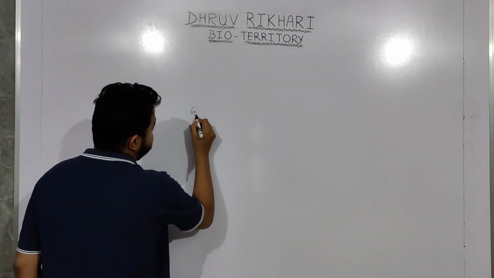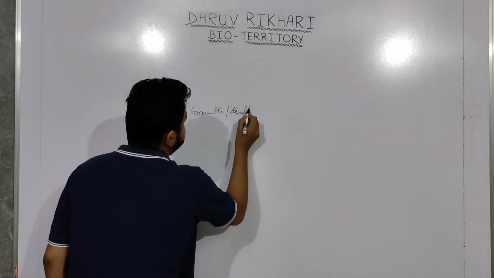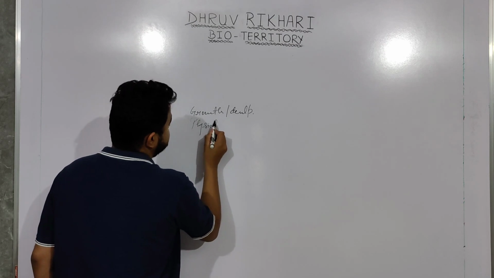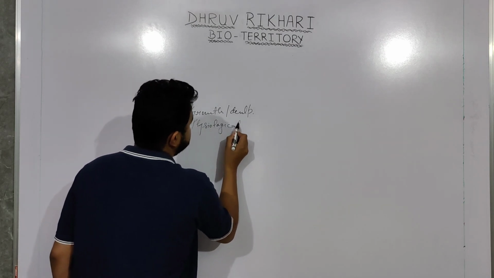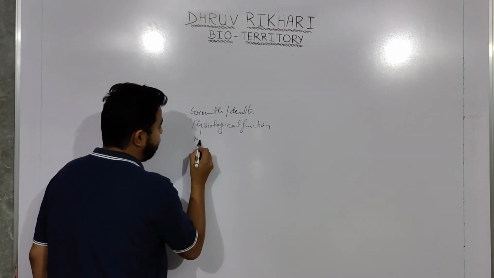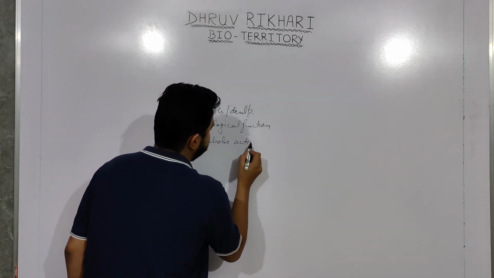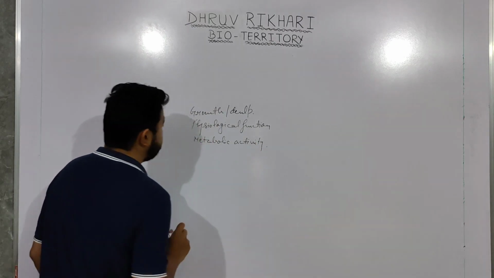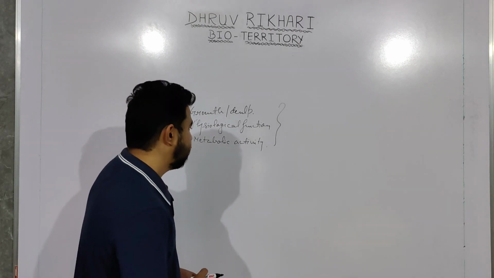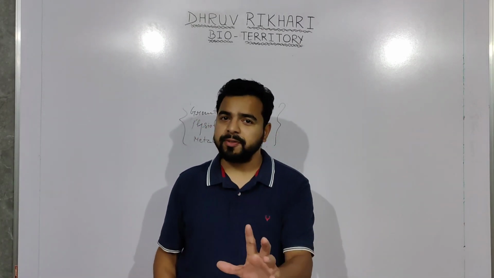These criteria can be growth and development. They can be physiological functions. And they can be metabolic activities. So these are some important criteria of all living organisms. And out of these, the metabolic activities are the most defining feature.